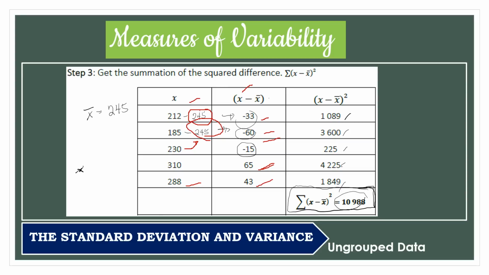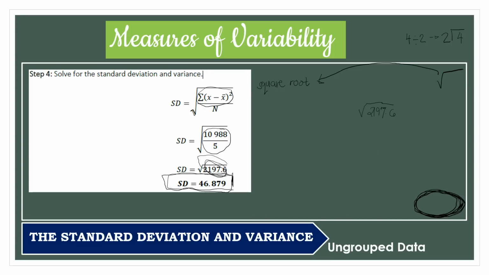Then we square those results. Negative 33, the quantity squared, is positive 1089. Negative 60, the quantity squared, is positive 3600. Negative 15, the quantity squared, is 225. 65 squared is 4225. And 43 squared is equal to 1849. We get the sum of all of those, and the result is 10,988. We have already obtained the necessary data. We simply substitute it to our formula.